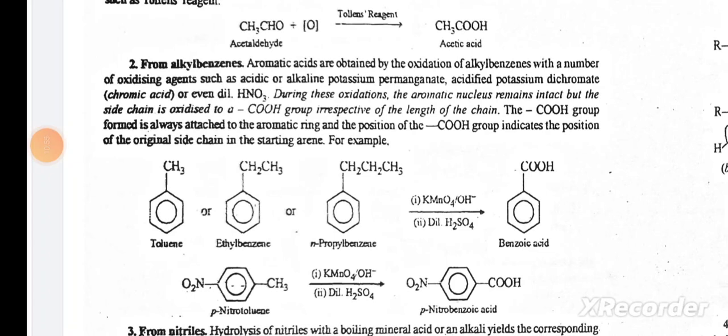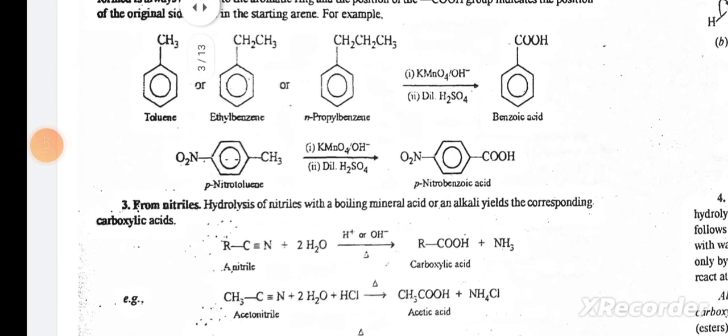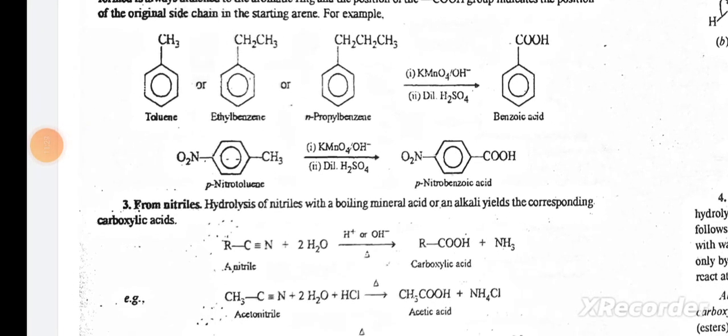Aromatic acids are obtained by the oxidation of alkyl benzenes with a number of oxidizing agents such as acidic or alkaline potassium permanganate, acidified potassium dichromate, chromic acid, or even dilute HNO3. During these oxidations, the aromatic nucleus remains intact but the side chain is oxidized to a COOH group. Irrespective of the length of the chain, the COOH group formed is always attached to the aromatic ring, and the position of the COOH group indicates the position of the original side chain in the starting arene. For example, toluene, ethylbenzene or n-propylbenzene to benzoic acid, p-nitrotoluene to p-nitrobenzoic acid.